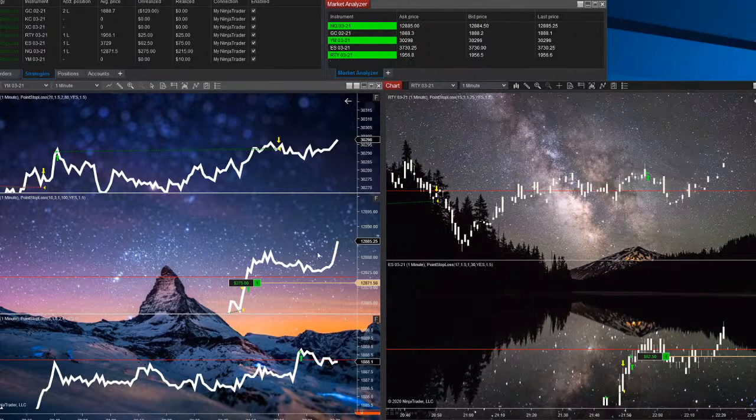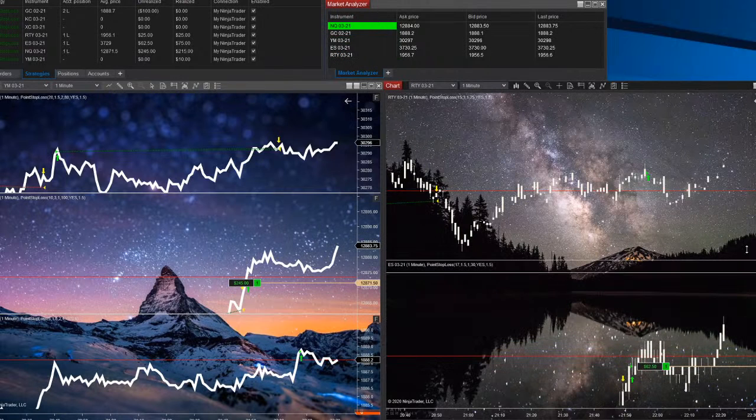Now it's at 260. Ooh, 275. Okay, okay. ES is waking up also. RTY is in the green. Everything's green except for gold right now.